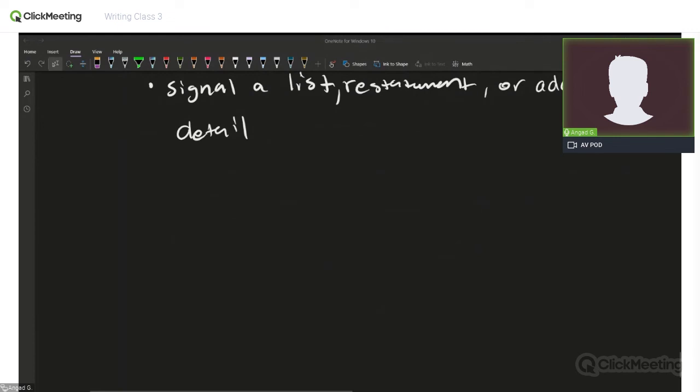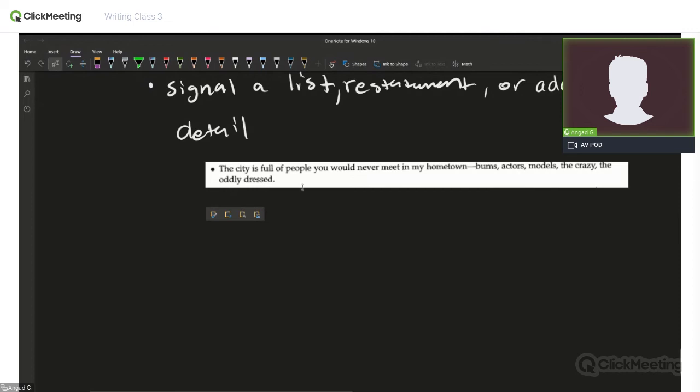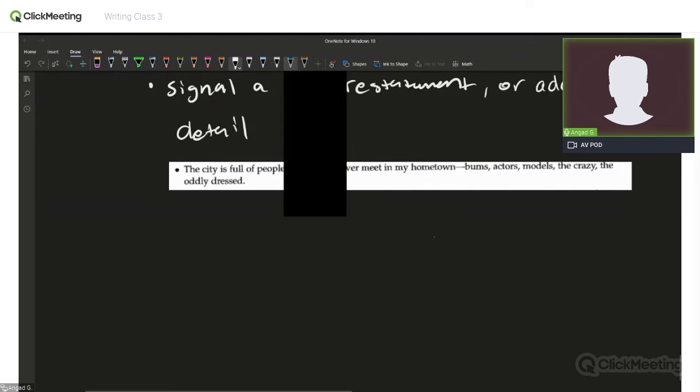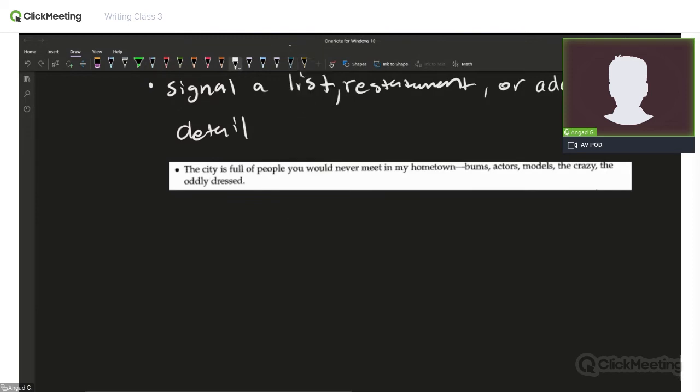All right, so let's say we have this sentence. City is full of people you would never meet in my hometown. Bums, actors, models, the crazy, the oddly dressed. This is an additional detail that you don't even need for the sentence, and it's just giving you more information, correct? It's not giving you something necessary to the sentence, because if we got rid of this information here, the sentence still stands on its own perfectly fine. You guys get that? So you can identify this as additional information.